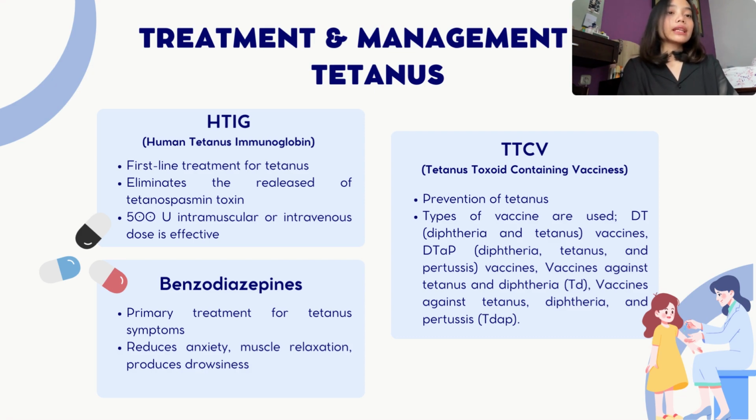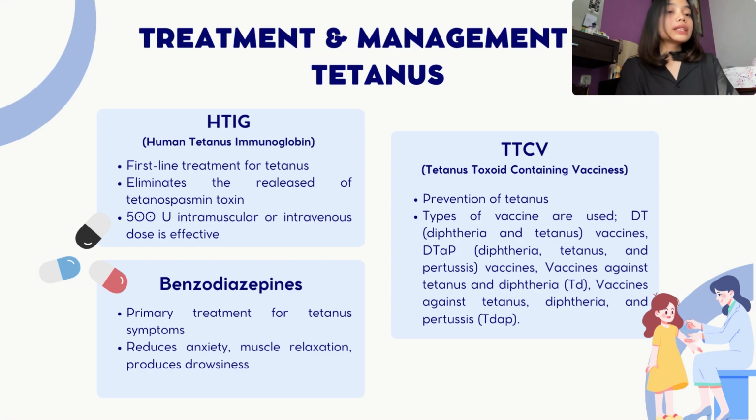DT or diphtheria and tetanus vaccines, DTaP or diphtheria, tetanus, and pertussis vaccines, vaccines against tetanus and diphtheria or Td, vaccines against tetanus, diphtheria, and pertussis or Tdap. Babies and children under the age of 7 are given DTaP or DT, while older children and adults are given Tdap and Td.